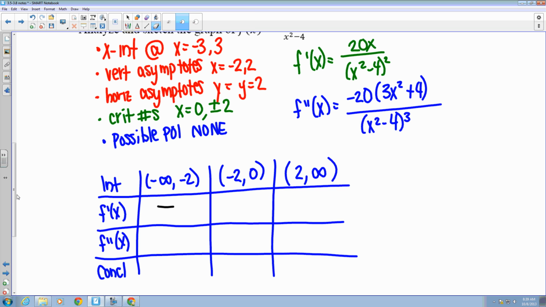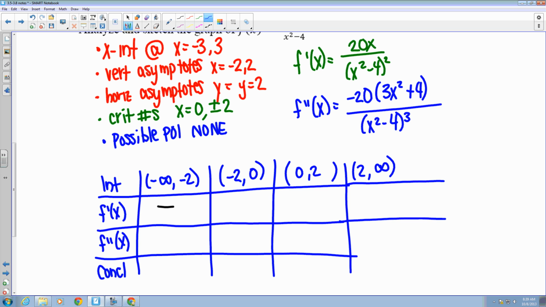We actually forgot an interval. Let me fix that. We have to go from 0 to 2 and then 2 to infinity. We have to include all of those critical points. Okay, so from -2 to 0 we should be decreasing as well. 0 to 2 we are increasing, and 2 to infinity we are increasing. Okay, we put them in the second derivative. We should be negative, positive, positive, negative.